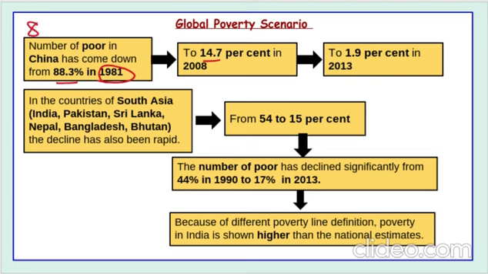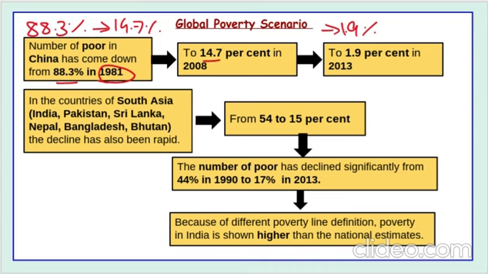From 88.3%, they have directly come to 14.7%. China too, and this is not the end. In 2013, they came back to 1.9%. Now, in 2013, the poverty level is just 1.9%.